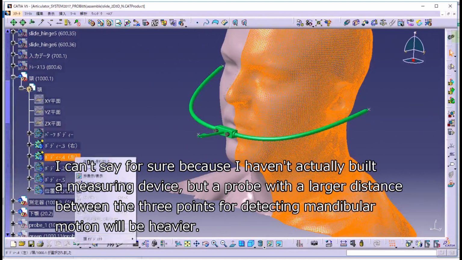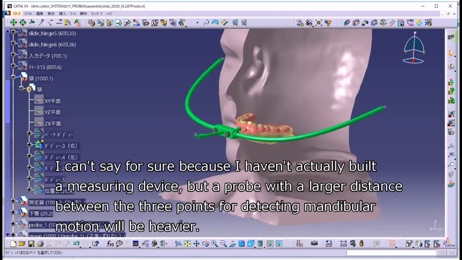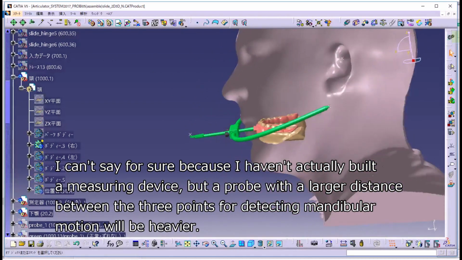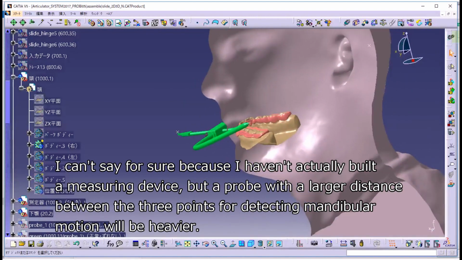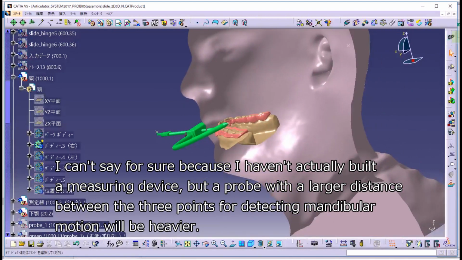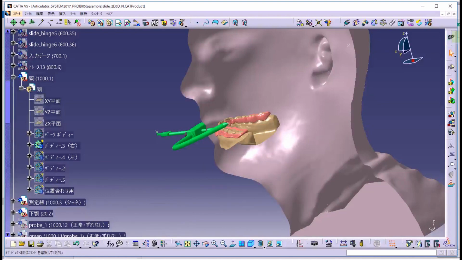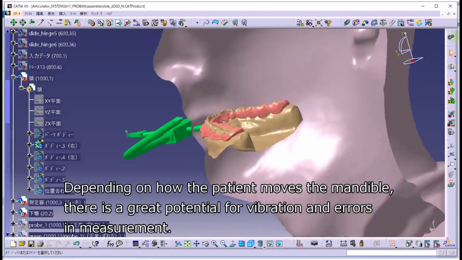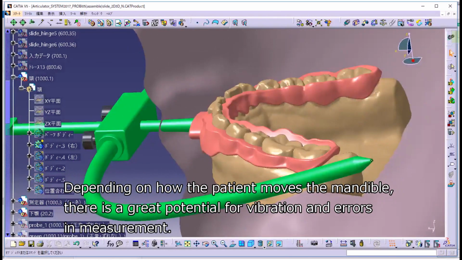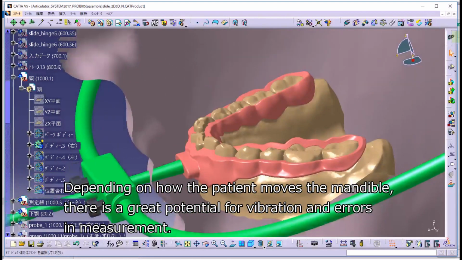I can't say for sure because I haven't actually built a measuring device, but a probe with a larger distance between the 3 points for detecting mandibular motion will be heavier. Depending on how the patient moves the mandible, there is a great potential for vibration and errors in measurement.